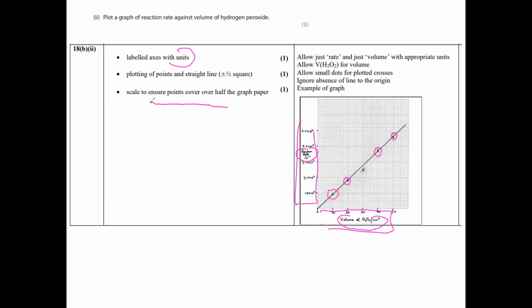Scale: ensure points cover half of the graph paper. So remember, when you are using the scale, it should at least cover 50% of the graph paper. Minimum 50% of the graph paper should be used. Now here is very good, almost around 75% to 80%, right?